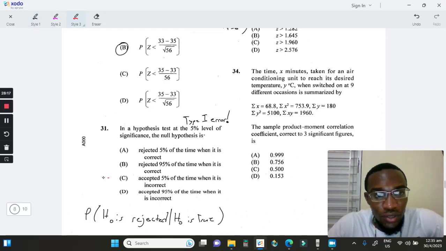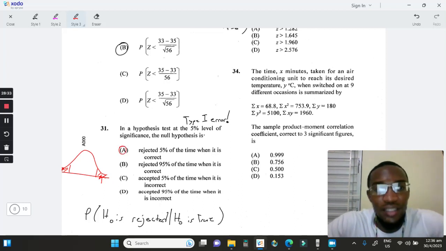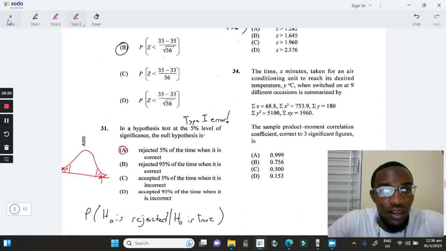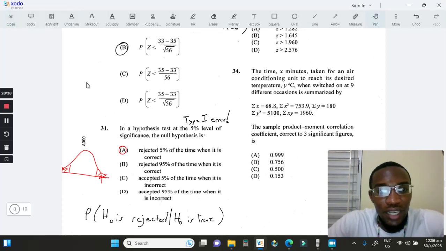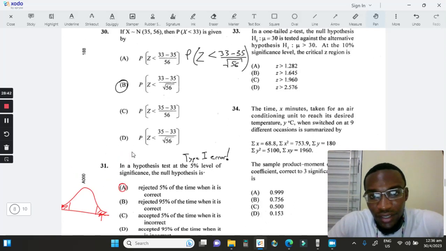Alright, so just to show you, here it is at 5% significance. This is it. So type 1 error, it's rejected 5% of the time when it is correct. Yeah, that's the significance level. And 95% of the time it's accepted. Good. So that's it. A.